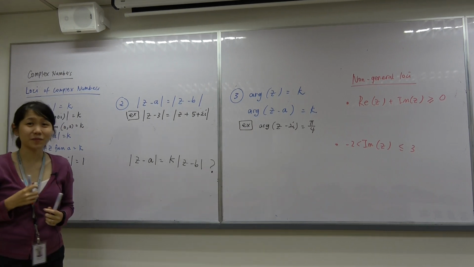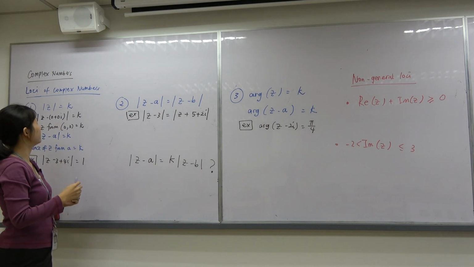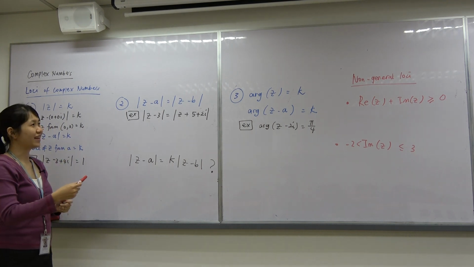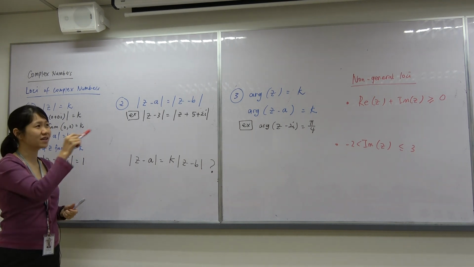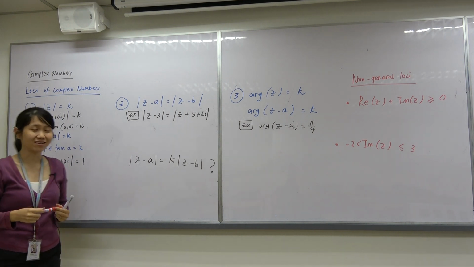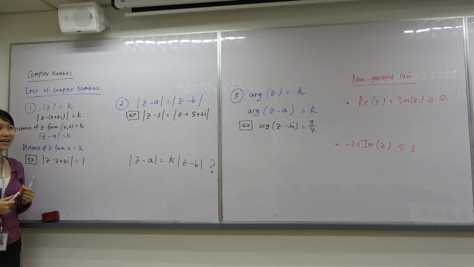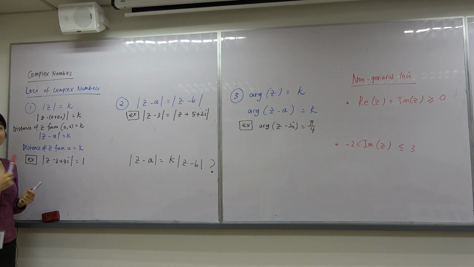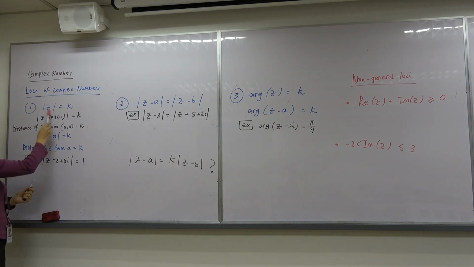Alright, now let's talk about loci of complex numbers. We have got three general loci, and let's talk about them first, then we are going to talk about non-general loci. Right, so what is the first general locus? We are going to have the modulus of z equals k. So what is the modulus of z?